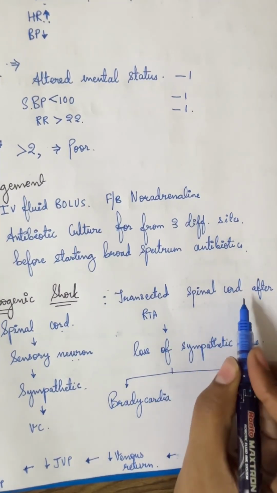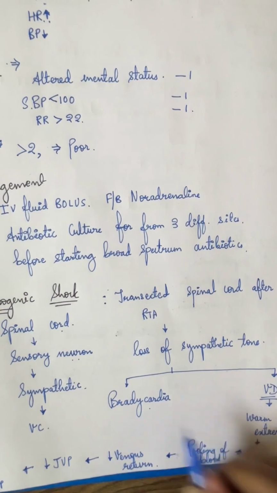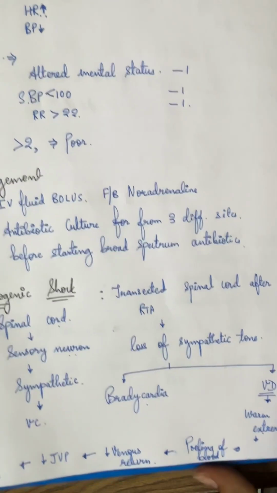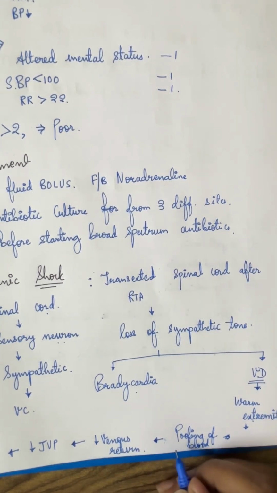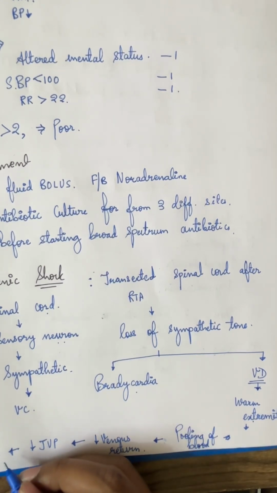So a transected spinal cord after RTA will lead to loss of sympathetic tone, that will lead to bradycardia and vasodilation. Vasodilation will lead to warm extremities. Due to vasodilation, there will be pooling of blood. Pooling of blood will lead to decreased venous return, decreased JVP, that is jugular venous pressure, and hence the cardiac output will decrease, and systolic BP will also decrease.